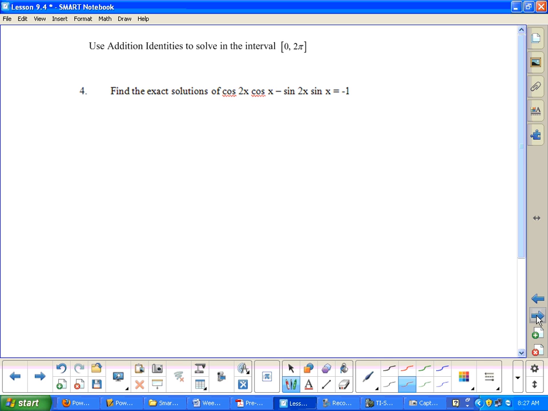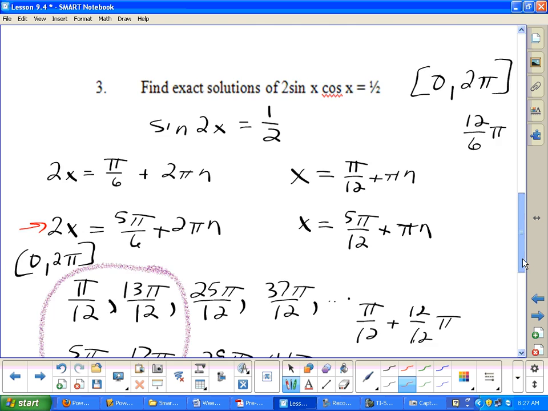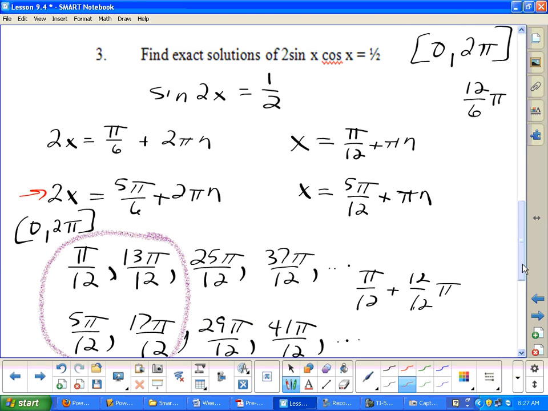All right. Using addition identities. We're still working between 0 and 2 pi. Now, let's go back here for a second, this number 3. If they ask us just to find all possible solutions, then this would have been our answer. If they want all possible solutions, then these 2 would have been our answer. We'd have been done there. But since they only wanted them between 0 and 2 pi, then we had to narrow it down.